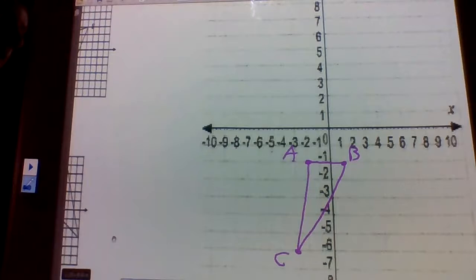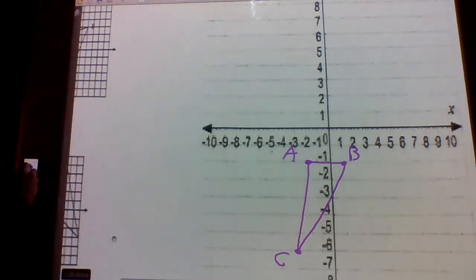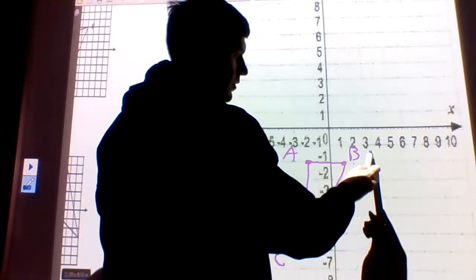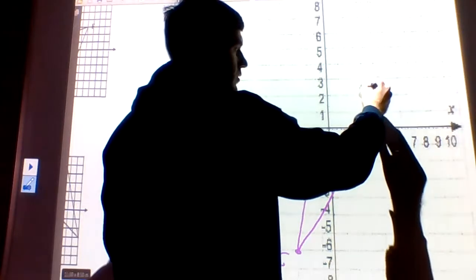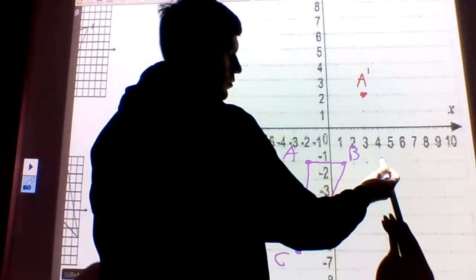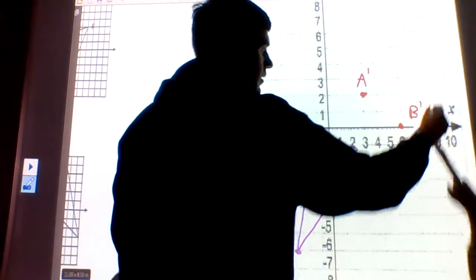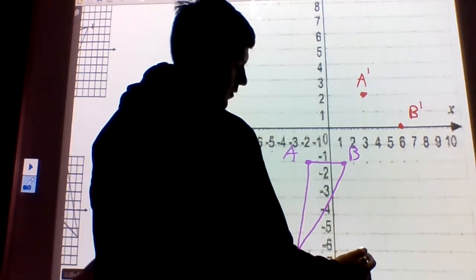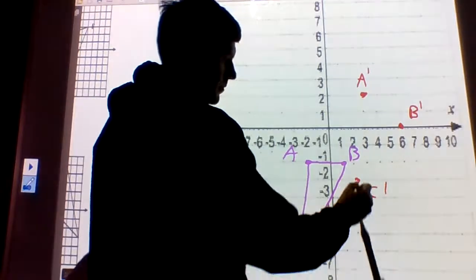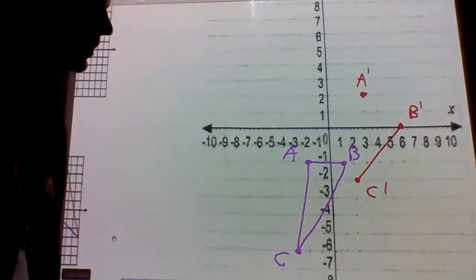Okay, so we're going to translate this. 5 to the right and 4 up. So 1, 2, 3, 4, 5. 1, 2, 3, 4. Here's A prime. Okay. Then 1, 2, 3, 4, 5. 1, 2. Here's B prime. And then 1, 2, 3, 4, 5 to the right. 1, 2, 3, 4 up. Here's C prime. Whoa, 4 up.